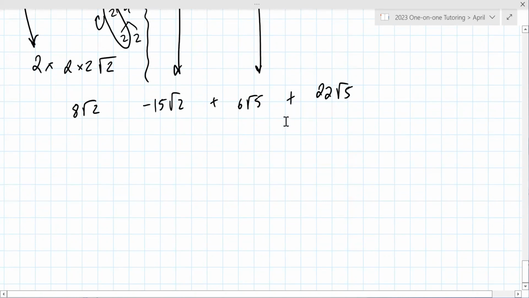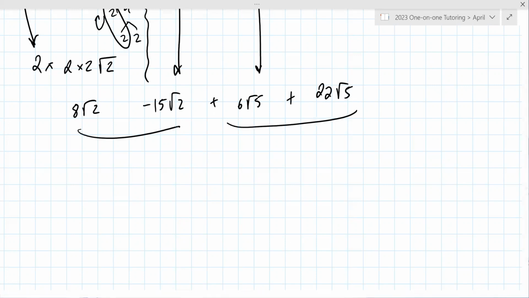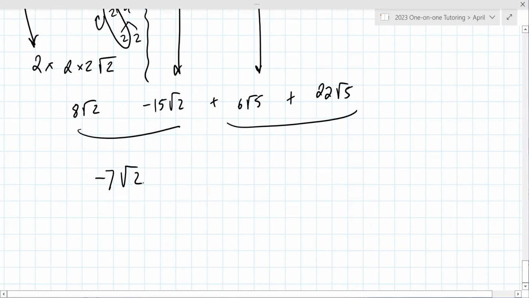So now what can you combine here? The 6 square root of 5 and 22 square root of 5. Yep, I agree. So what does that become? It would be negative 7 square root of 2 and then 28 square root of 5. Good.